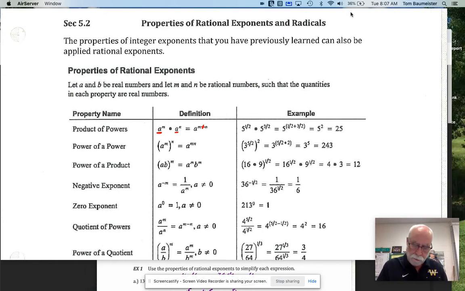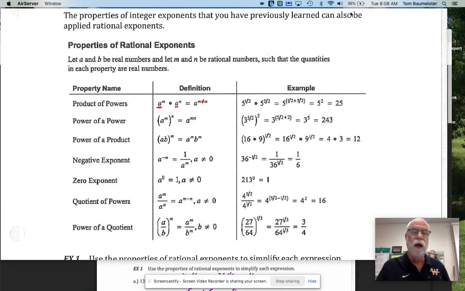Power to a power, again, if I have a base of a and I have a^m raised to the nth power, then I'm just going to multiply them. And again, you can see by the example there, the power of a product rule is if I have 2 of them together, I can separate them. So if I have a times b raised to the nth power, I can have a raised to the nth power and b raised to the nth power. Again, they're giving you an example there.